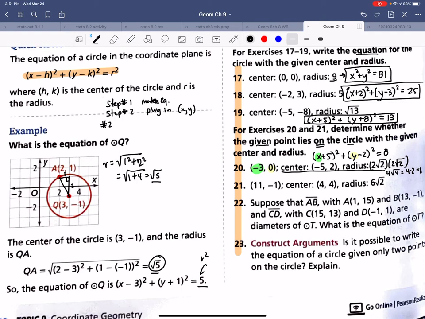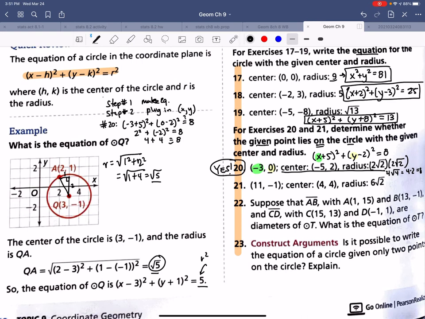Okay, so on number 20, it looks like I would get -3 + 5² and 2 - 2². Oh, I didn't plug in the right value. Sorry about that, guys. I gotta plug in 0. And I have to ask if this equals 8. So this would be just 4 + 4 = 8. I think it does. So 20, I'm going to say yes.